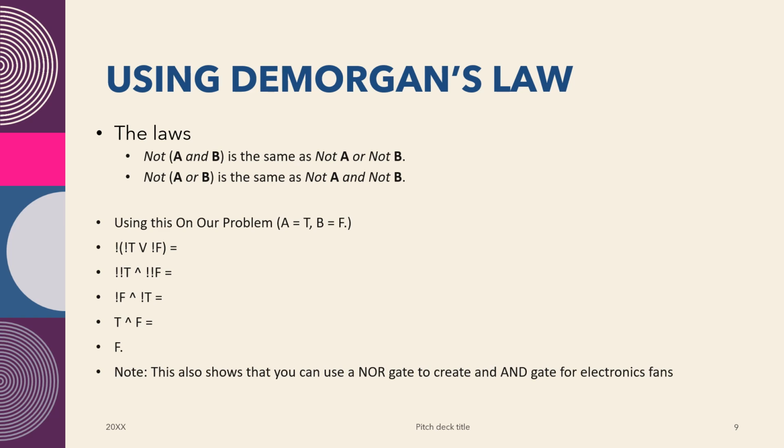If you're a fan of electronics, you may have noticed that this means that you can use NOR gates to build AND gates. And if you have studied electronics more deeply than I have, you probably know that the NOR gate and the NAND gate are what are considered to be universal gates, which means you can use these gates to build all other gates that exist.